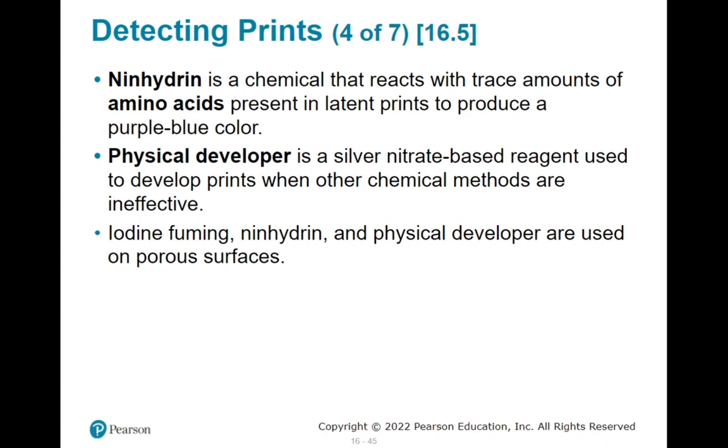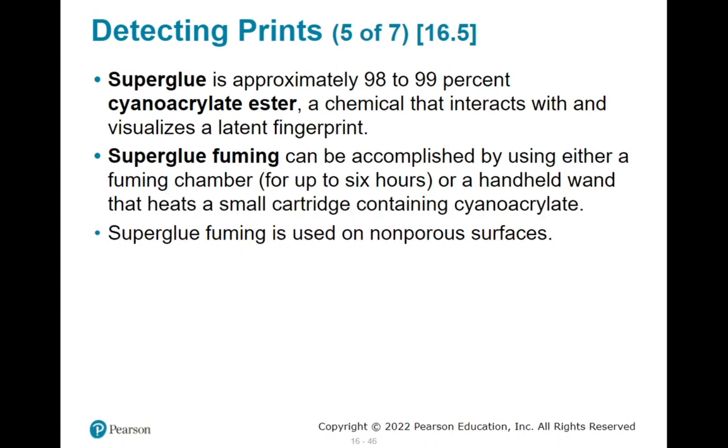Iodine fuming, ninhydrin, and physical developer are used on porous surfaces. Remember, porous surfaces are those types of surfaces that can absorb moisture in some way, like papers, cardboards, things like that. Whereas superglue fuming would be more for hard surfaces like metals, plastics, things like that. Superglue is approximately 98 to 99% cyanoacrylate or cyanoacrylate ester. It means it's like an alcohol type thing. It will evaporate real easily in air. This is a chemical that interacts with and visualizes a latent print.